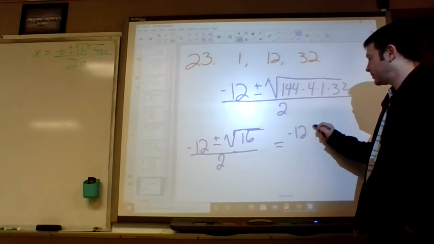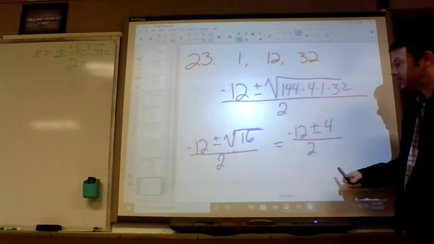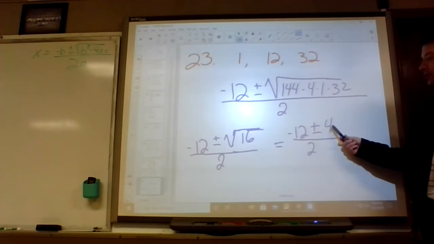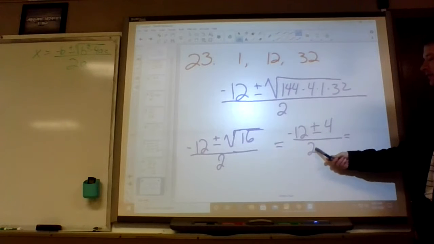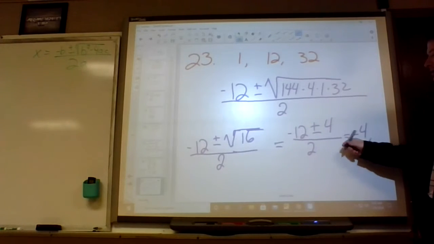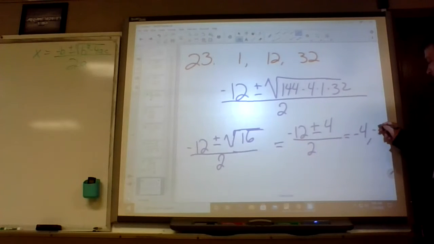So, if it comes out as a normal number, you have to go ahead and solve it since it simplifies. So, what's negative 12 plus 4, divided by 2? Negative 4. What's negative 12 minus 4? Negative 16 divided by 2. Negative 8.